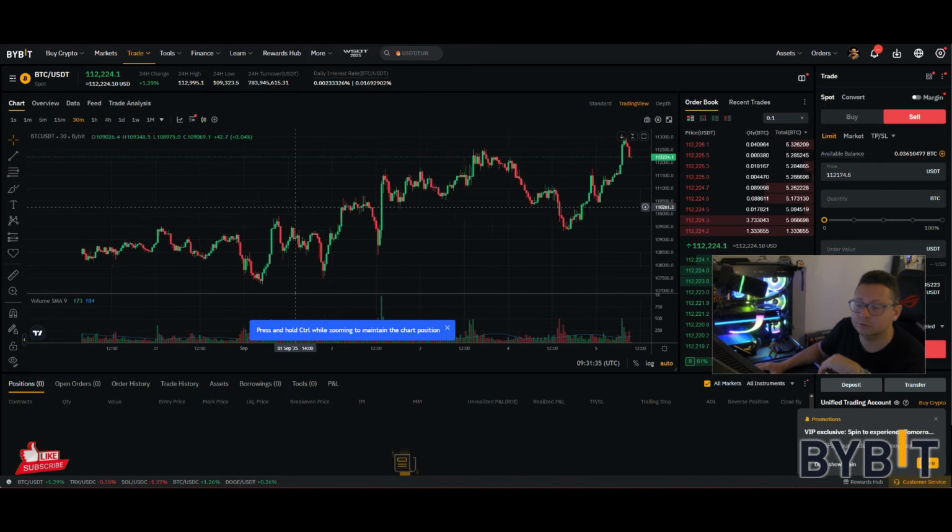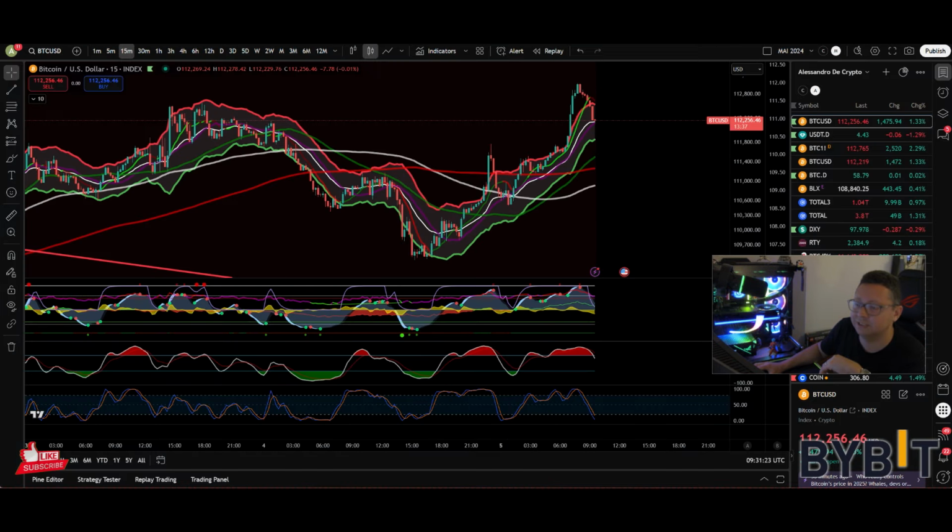You can do also some TA here on the charts, but I like to use, of course, TradingView in order to do scalp trading here with my indicators. So for example, here we got a nice sell signal right at the top here, and right now I would be shorting if I would be sitting in a trade.